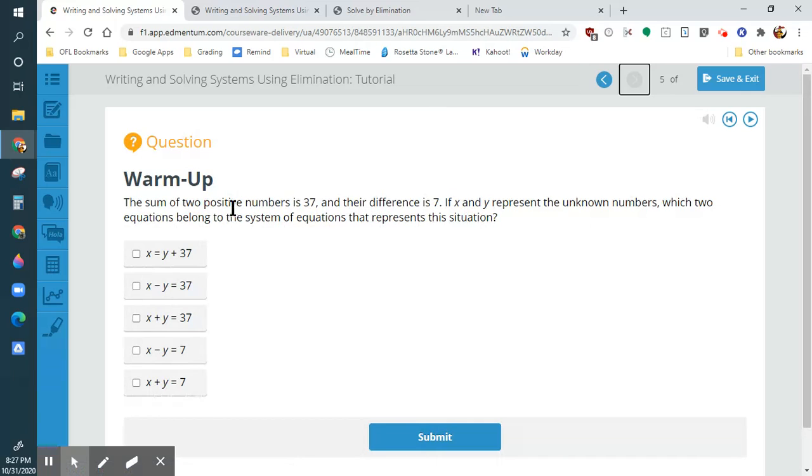So let's do our warm-up exercise. The sum of two positive numbers is 37. So this is just saying that we have two numbers that are positive. So we're going to add two numbers that are positive, and it's going to give us 37. Their difference is 7. So in other words, x minus y is equal to 7.